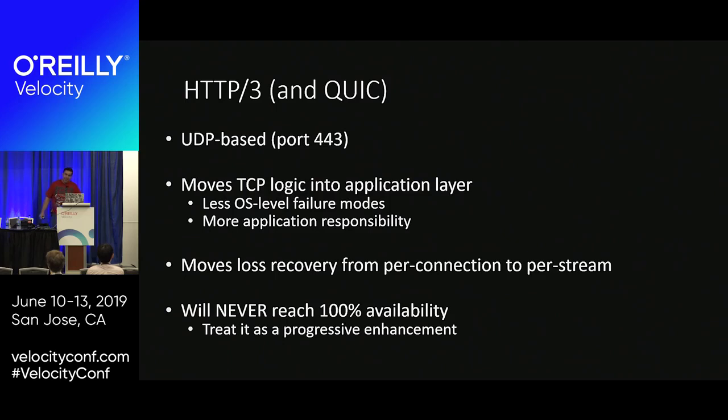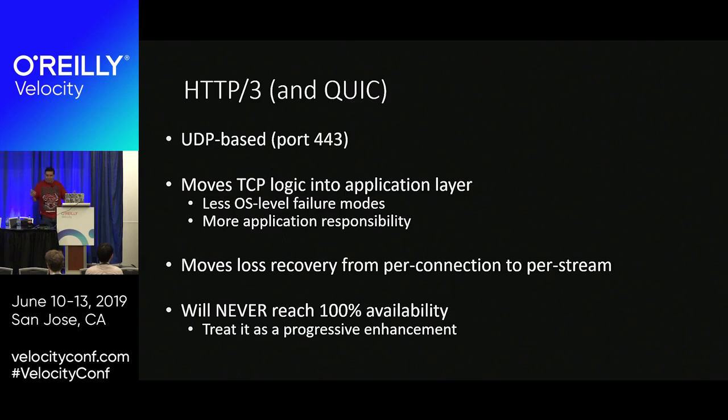QUIC. HTTP/3 will fix everything, right? So QUIC, or HTTP/3, which is on top of QUIC, is UDP based and runs over port 443. It basically moves all of the TCP logic, the congestion control, the retransmits, the bandwidth estimation, all of that kind of stuff up into the application layer and runs it over UDP. And so there's much less failure modes around OS configuration. You don't have to worry about configuring BBR and send buffers and all of that, because it's all implemented. It includes a BBR implementation by default, I think, in most stacks.